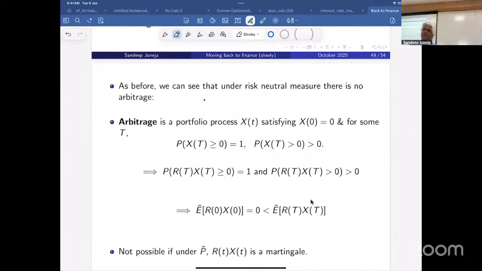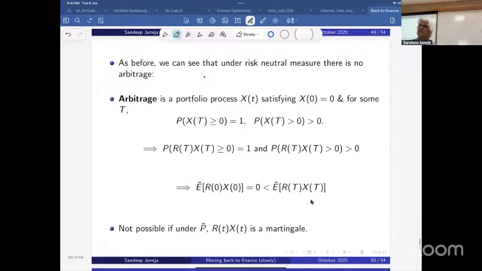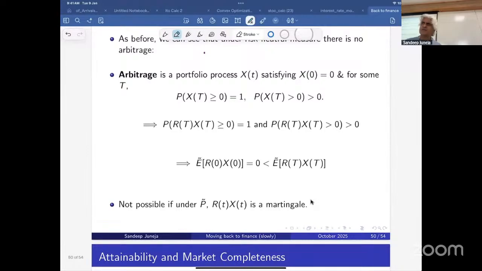I mean, self-financing is just not adding or subtracting anything. So I'm going to change my portfolio, but in changing my portfolio, I'm also changing the investment in the risk-free security. But the discounted risk-free security is also a martingale. So your point remains that all of this is just a portfolio process where I'm not adding or subtracting anything. It's just being pedantic.